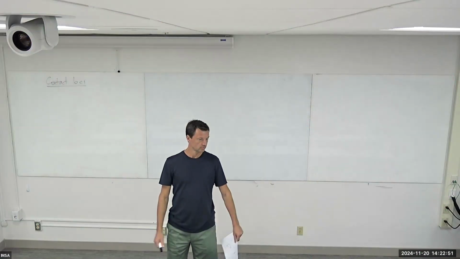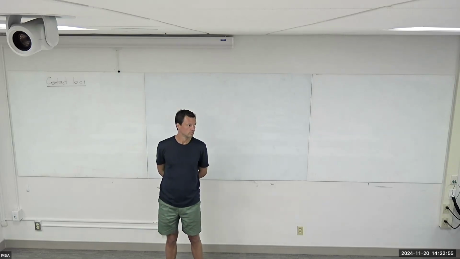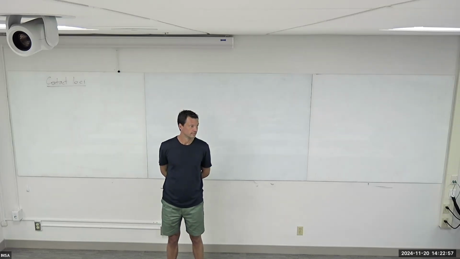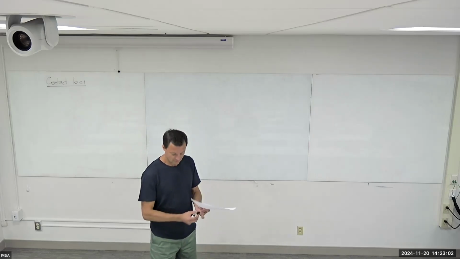Okay, fantastic. So we'll continue with 222 now. We're very happy to have Nero tell us something about contact loci of arcs. Thank you.